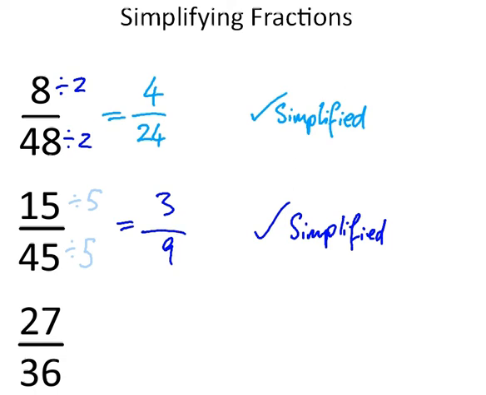Okay, last one. 27 over 36. Both divide by 3. Sorry, that squiggle is a 3. Let's do that a bit better. If they both divide by 3, then the fraction I have after I've simplified is 9 over 12. Okay, simplified.